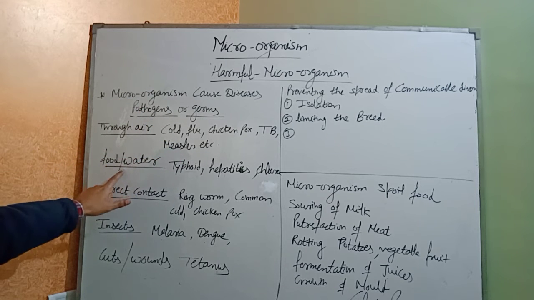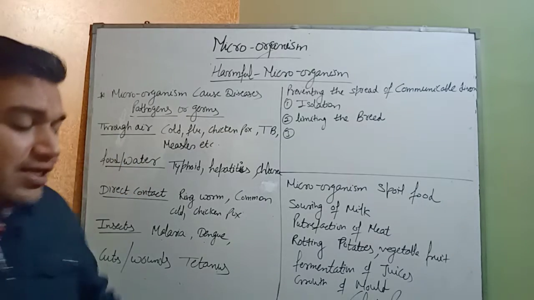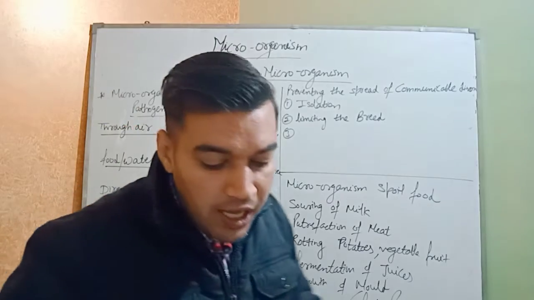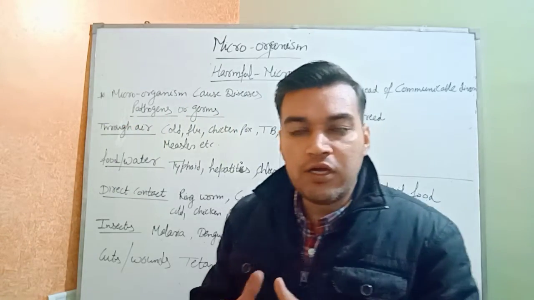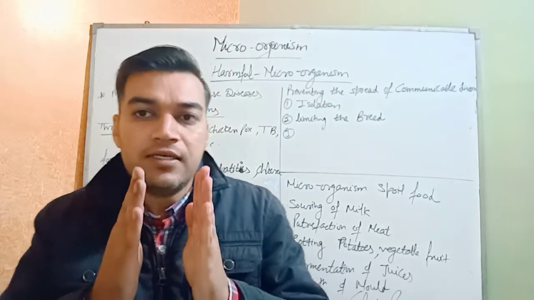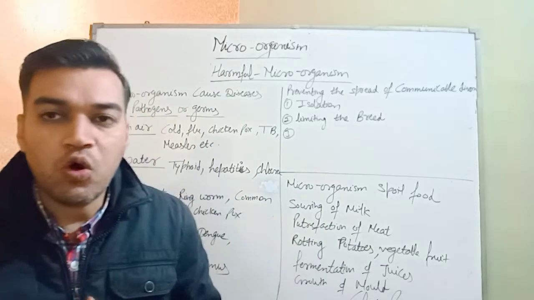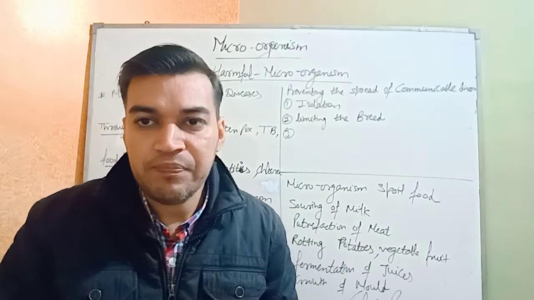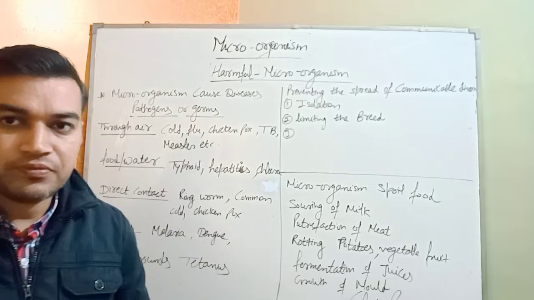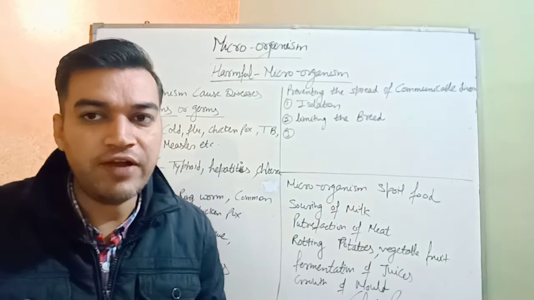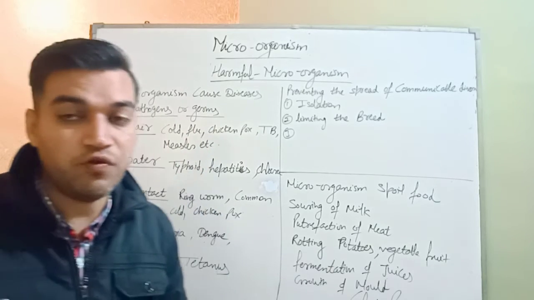Number two, how do pathogens enter our body through food and water? Food and water containing germs or pathogens are called contaminated food and contaminated water. Infected food and infected water is called contaminated food and water.